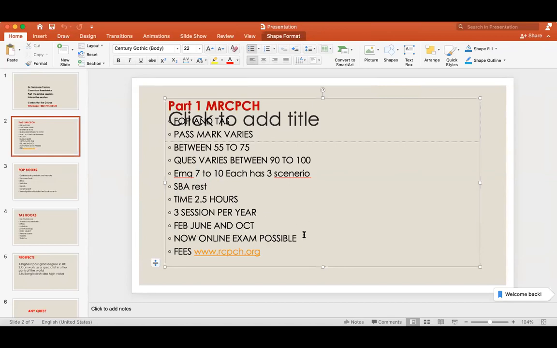Now online examination is possible, and for fees you have to see the RCPCH. This is the website for fees. Okay, this is the second page.